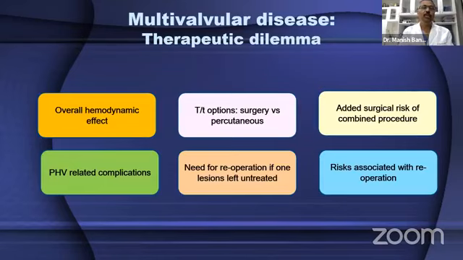We need to see what is the overall hemodynamic effect of all the valve lesions. What are the treatment options? Can these lesions be treated percutaneously, or is surgery the only option? What is the added surgical risk of a combined procedure? What are going to be the prosthesis-related complications if the patient undergoes double valve replacement? And if we don't do this double valve replacement, what are the chances that the patient will need another surgery in the near future? And if there's another surgery, what are the risks associated with reoperation? So all those things need to be taken into consideration when we decide about management of multivalve disease.